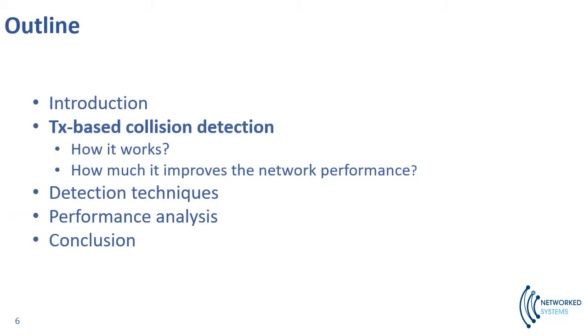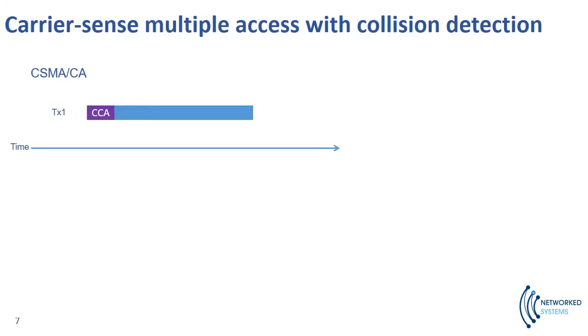Actually, collision detection can be implemented on both transmitter and receiver, but in this work our focus is on an approach that does it at the transmitter side. So we see how it works, what the mechanism is, and how much it improves the network performance. So let's compare carrier sense multiple access, CSMA in short, with collision avoidance and collision detection.